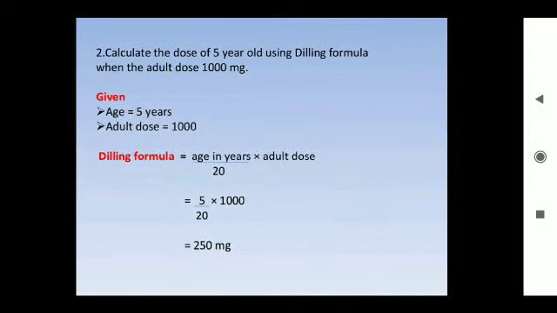Next, another example. Calculate the dose of a 5 years old using Billings formula when the adult dose is 1000 mg. In some examples, we will mention which formula can be used. In this problem, we mention using Billings formula. Age is equal to 5 years, adult dose is equal to 1000 mg. Billings formula is age in years divided by 20, into adult dose. So 5 divided by 20 into 1000 is equal to 250 mg.